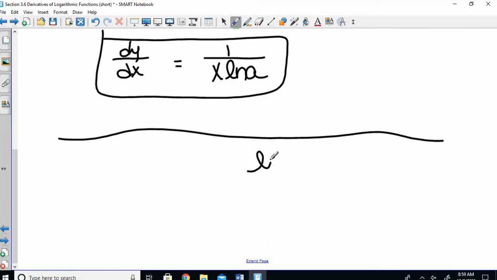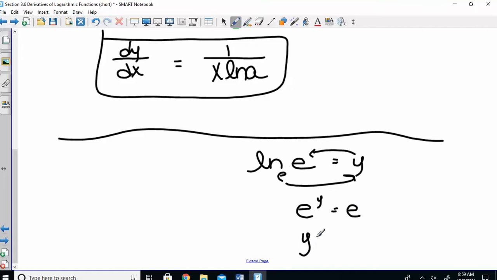So if I said the natural log of e, and I asked you what that was equal to. Natural log is log base e. So that means e to the y power equals e. So what's y? 1. So when you have a natural log and an e, you can just drop it. That will be our preferred method, because if you had the natural log of x and I asked for the derivative, it's 1 over x times the natural log of e, but the natural log of e is 1, and it just becomes 1 over x.